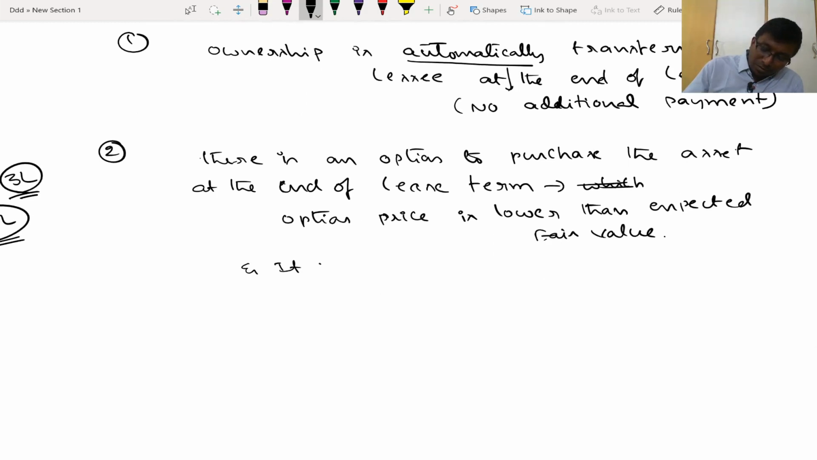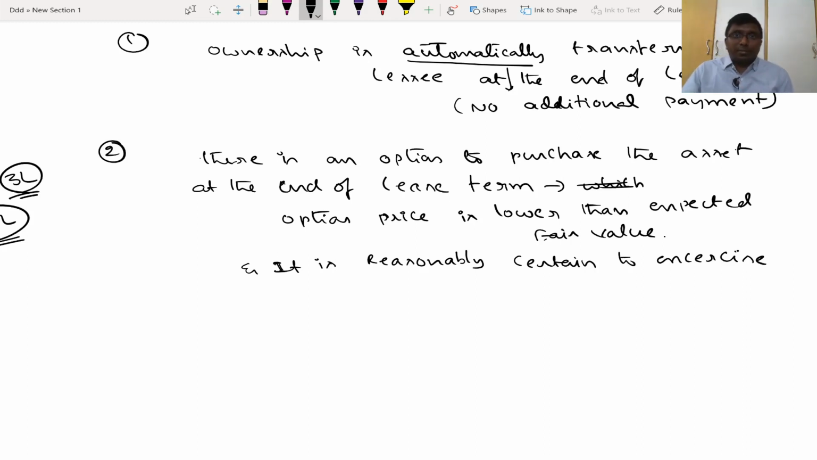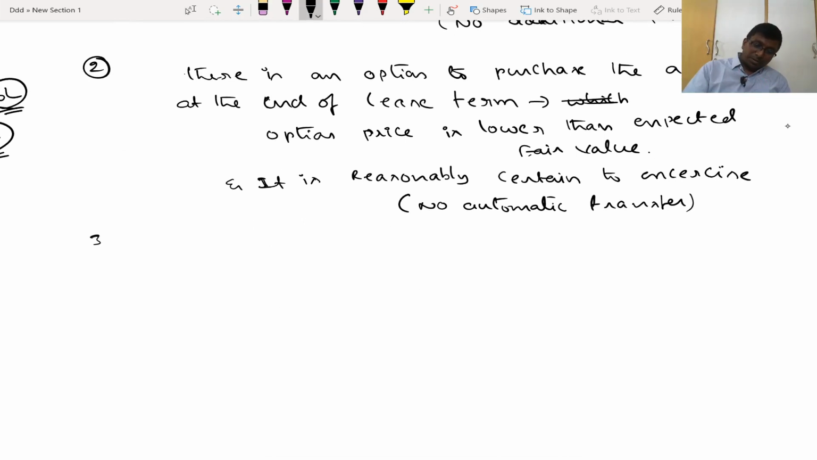and it is reasonably certain to exercise. Under that circumstance, we say such a lease agreement is treated as a finance lease only. Here there is no automatic transfer. You have to pay 1.5 lakh. If you don't pay 1.5 lakh, you will not get the ownership of the asset. No automatic transfer, that's the first point. Second point, third point.